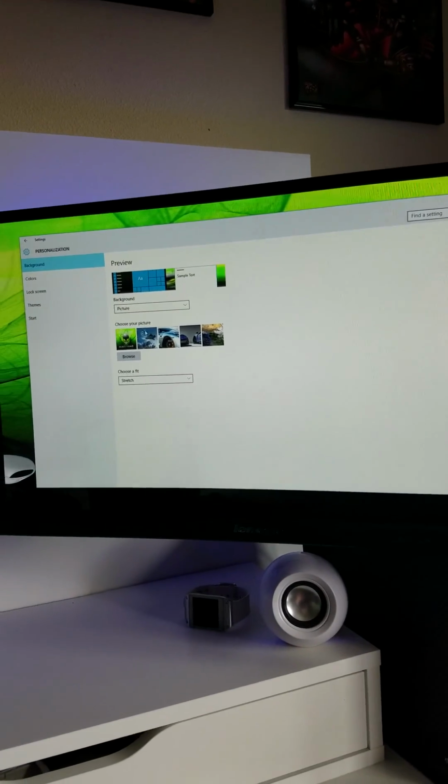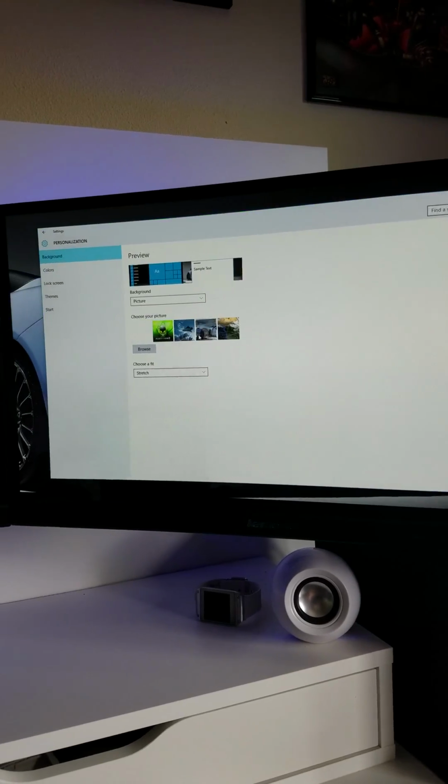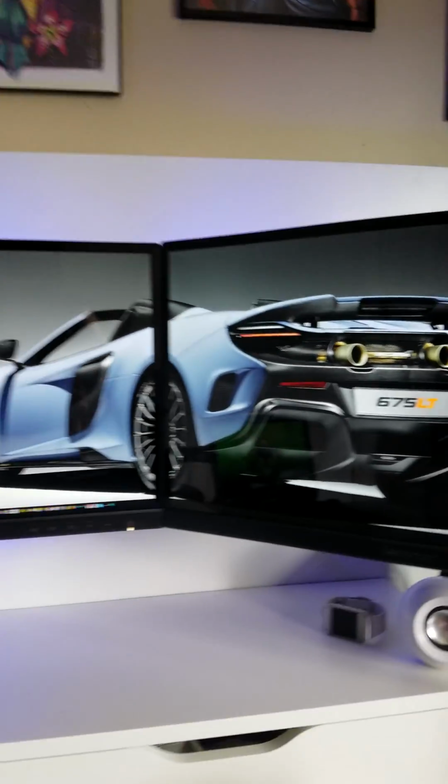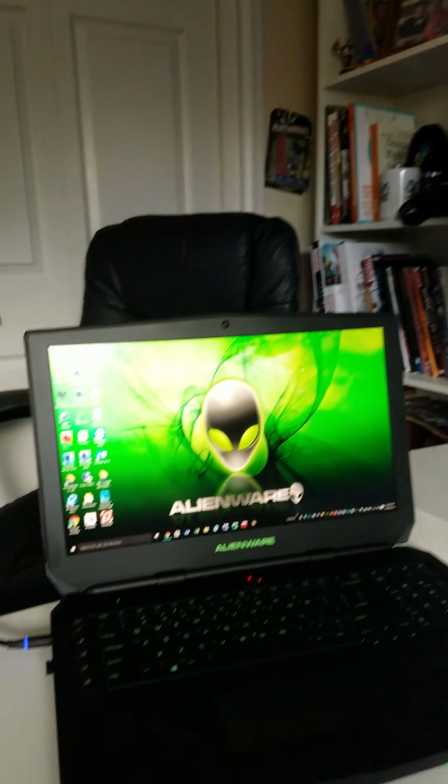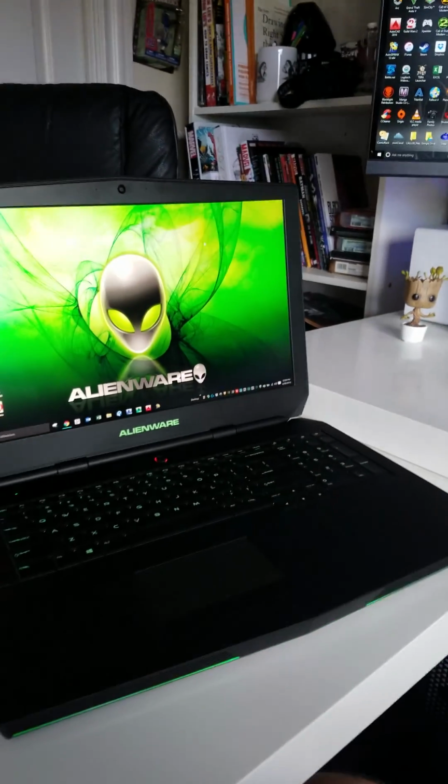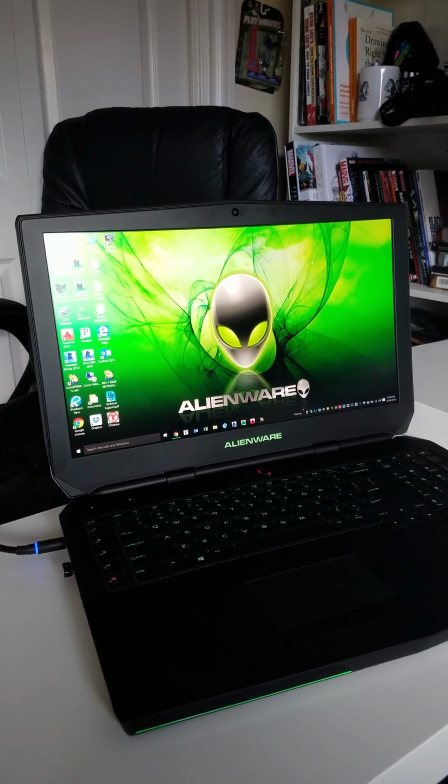I can change to, I don't know, let's put it on that one, right? So now it's on that wallpaper. These two computers are not connected at all.